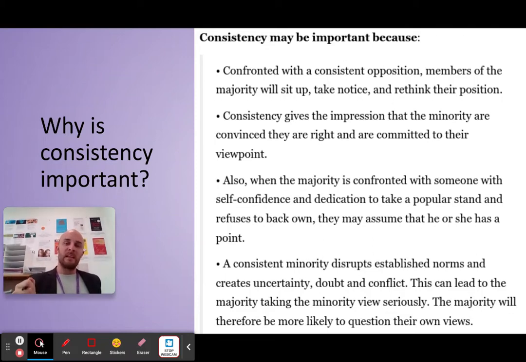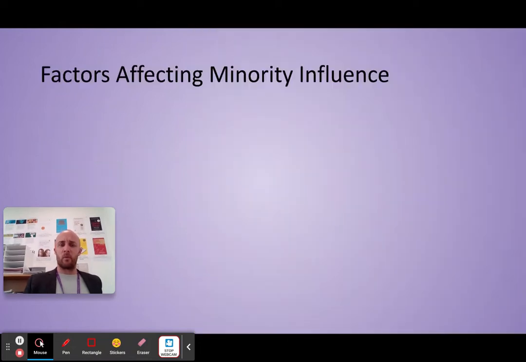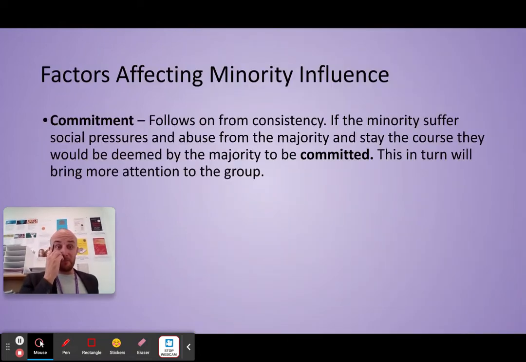Two, you need to be able to apply this to any change that's happened. Suffragettes, civil rights, gay rights, for example, fracking. Or vegans, for example, you need to be able to apply this. So that's why consistency is quite important. But another one is commitment. How committed are you to your goal?